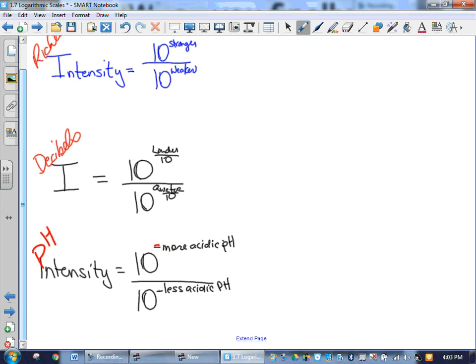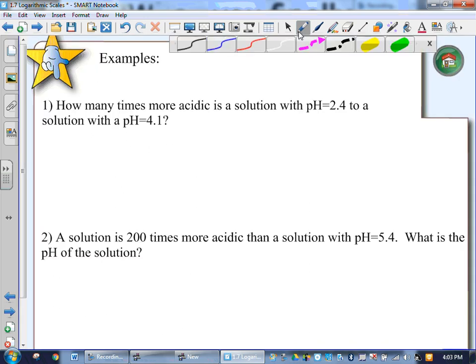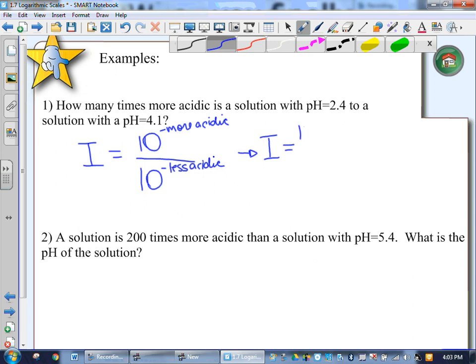Okay, so two practice examples. How many times more acidic is a solution with a pH of 2.4 to a solution with a pH of 4.1? I have 10 to the power of the negative more acidic divided by 10 to the power of the negative less acidic will equal my intensity. So when I plug it in, I is equal to 10 to the power of negative 2.4 divided by 10 to the power of negative 4.1. If you notice, the difference between these is more than one full step. It's not quite two full steps, so it's got to be somewhere between 10 and 100.